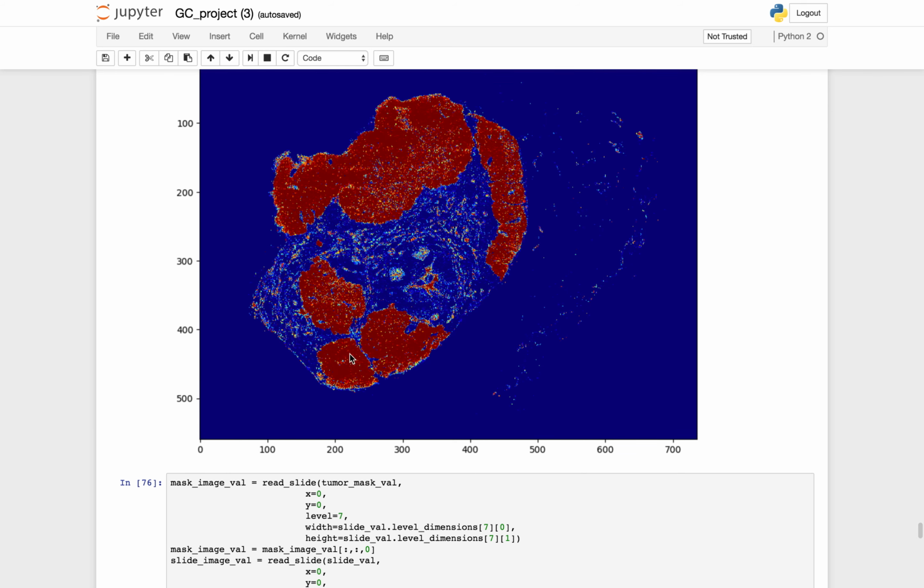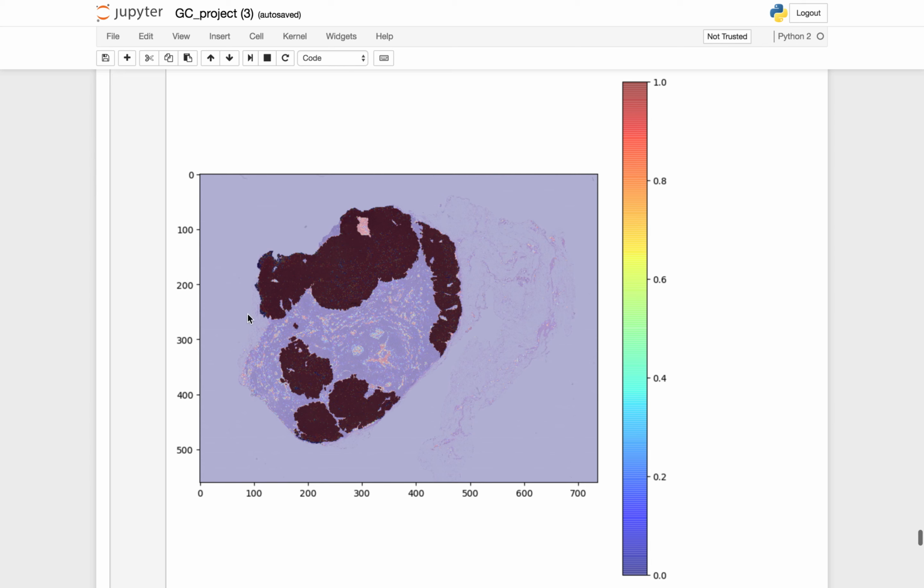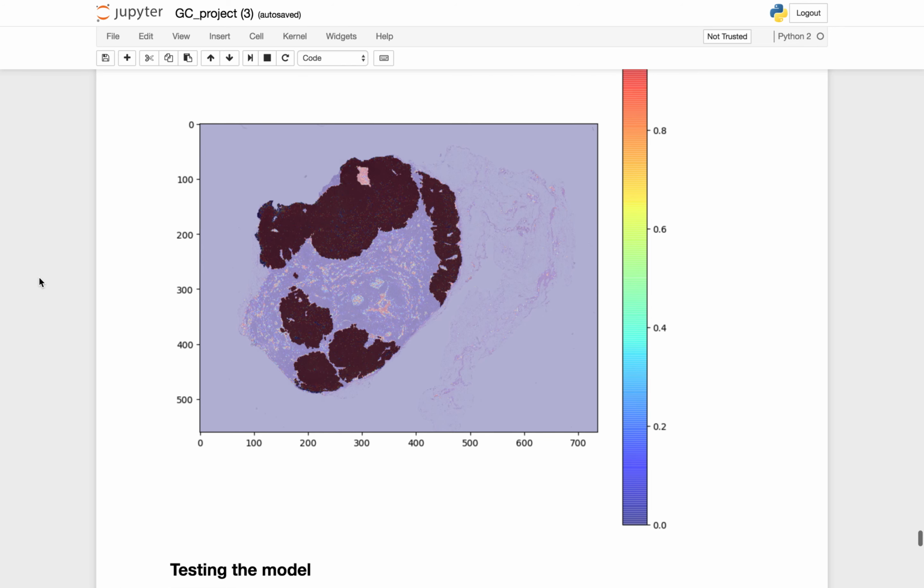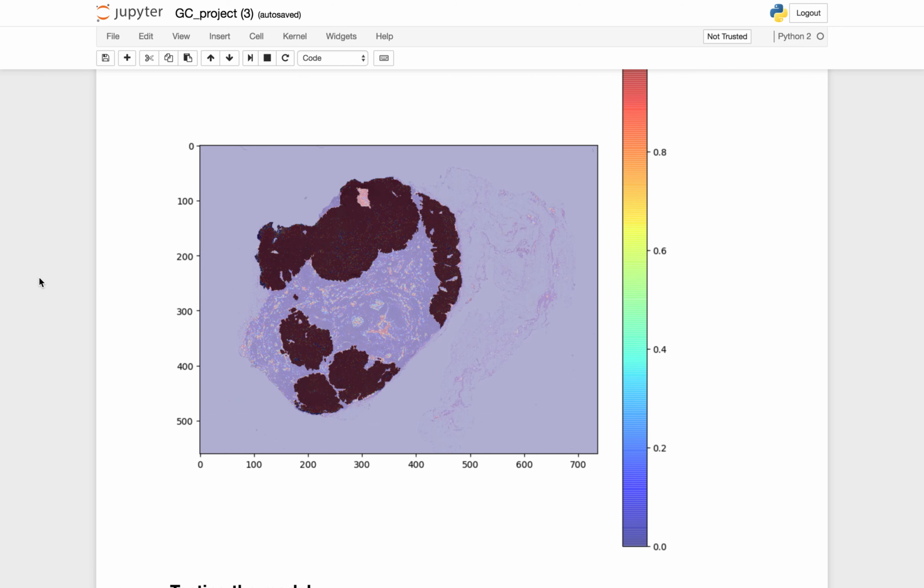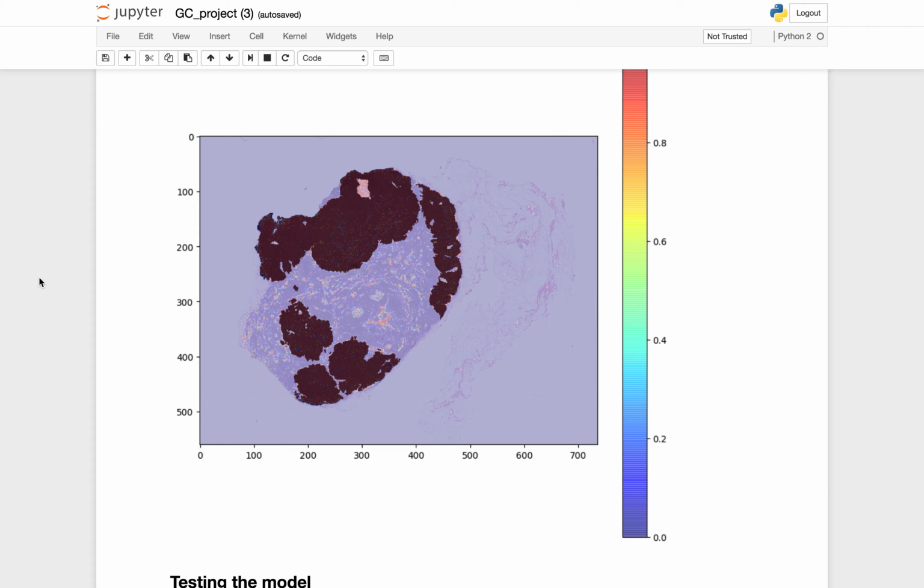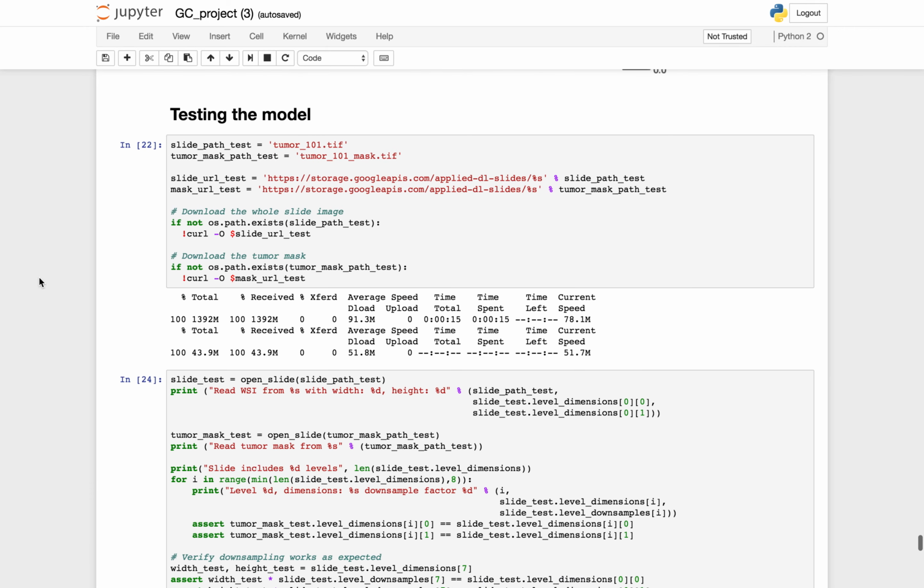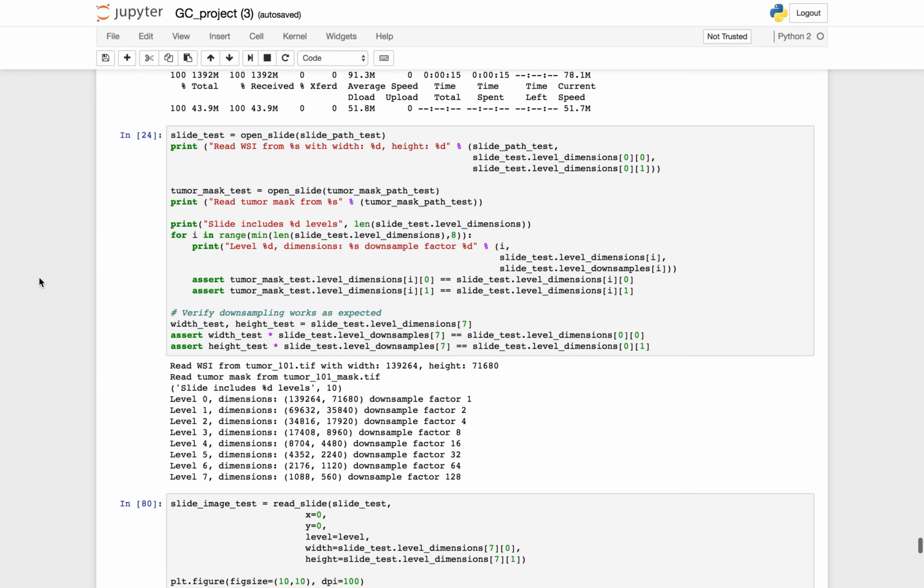Basically, the only 2 issues that we have left here are this, that is wrongly labeled as a tumor, and this part here that is wrongly labeled as tumor. Here and here. Other than that, it's really satisfactory, but we need to make sure that this is not an overfit, so I'm going to load another slide just for testing purposes.